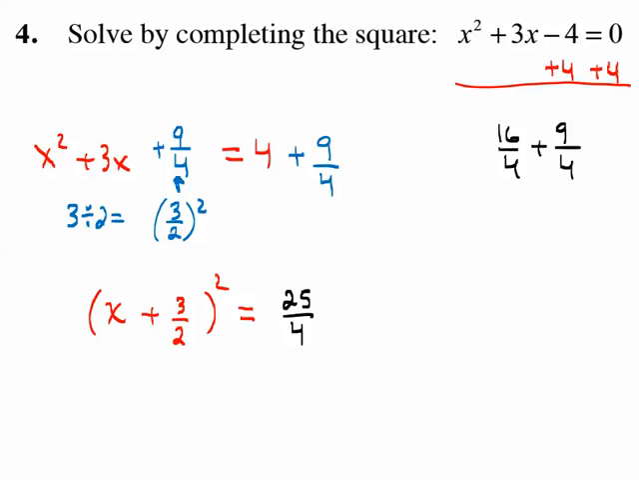Complicated because there's fractions, but that's okay. We can still work it here. Let's go for it. So I have the perfect binomial that's being squared. That means I'm going to take a square root of both sides, plus or minus. Again, that cancels, leaving me with x plus 3 over 2.